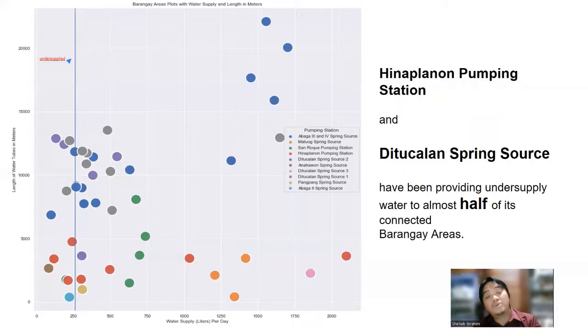if you have a longer water tube, this is more prone to leakages or possibly being connected by an illegal tapper. So, contrary to what this visual shows, I do believe that the length of water tubes can affect the water supply in liters per day. It can really affect because again, it is more prone to water leakages and more prone to being connected by an illegal tapper.